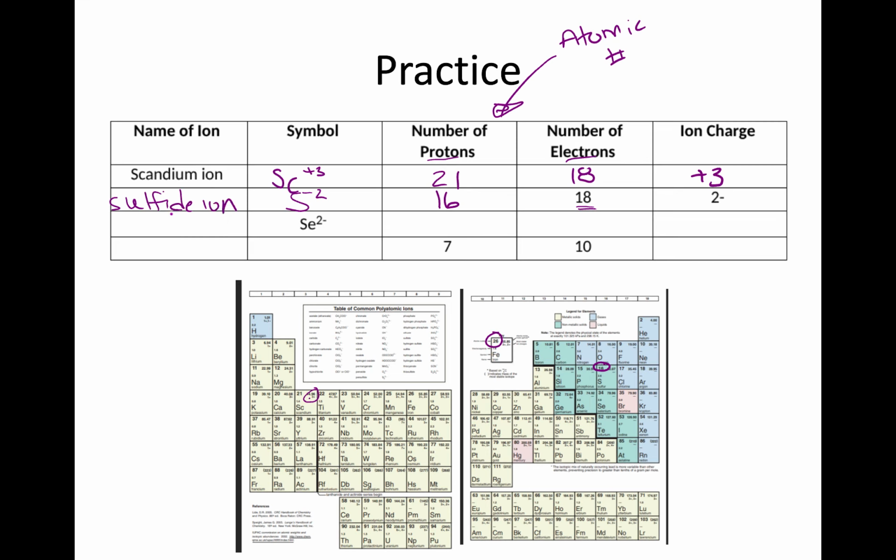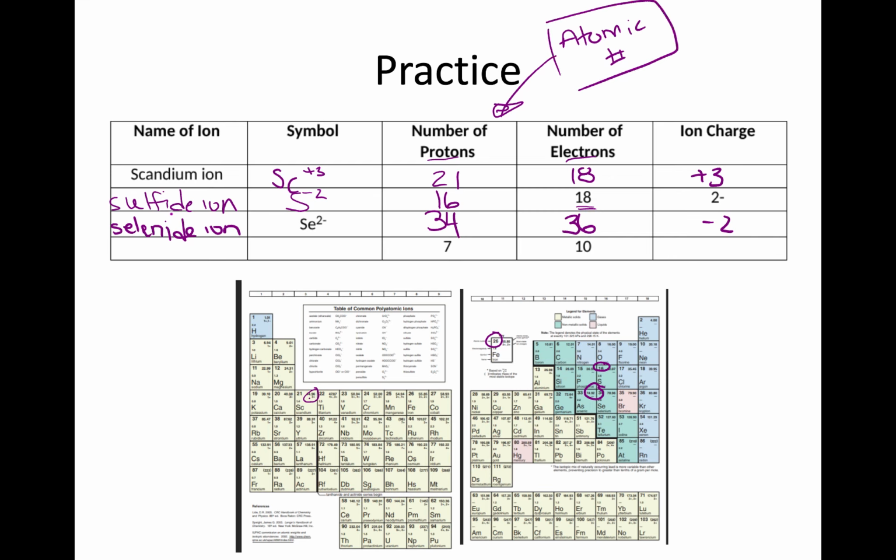Moving on to the last one, I believe that's selenium. Selenium is number 34, so we'll fill that part in. If it's the ion and has a charge of -2, we can fill that in, that means it has 2 more electrons than it does protons. So adding 2 more electrons to the protons we have. And then just to name this one, selenium would become selenide ion.